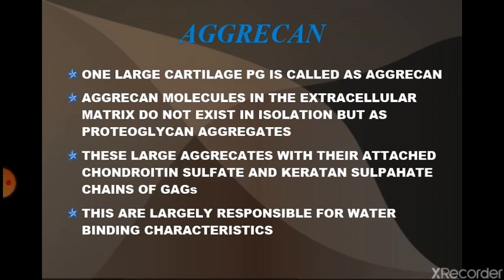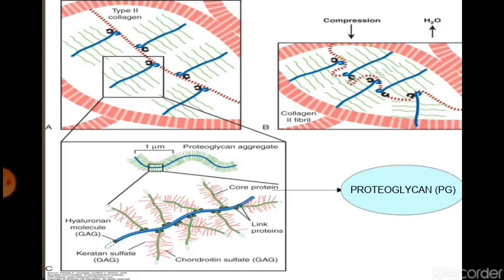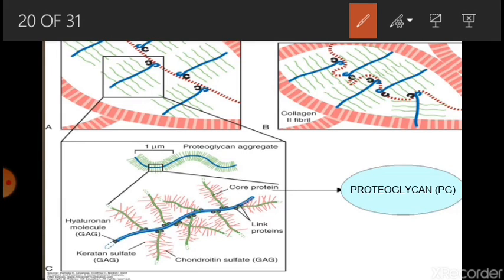Aggrecan. One large cartilage proteoglycan is called aggrecan. Aggrecan molecules in the extracellular matrix do not exist in isolation but as proteoglycan aggregates. These large aggregates with their attached chondroitin sulfate and keratan sulfate chains of GAGs are largely responsible for water binding characteristics. In this picture, you can see the structure of proteoglycan.